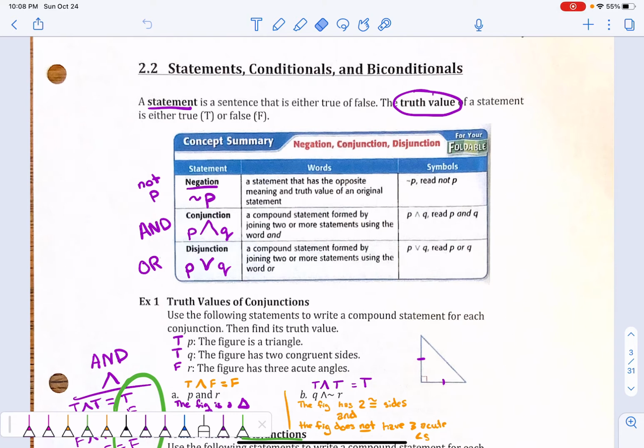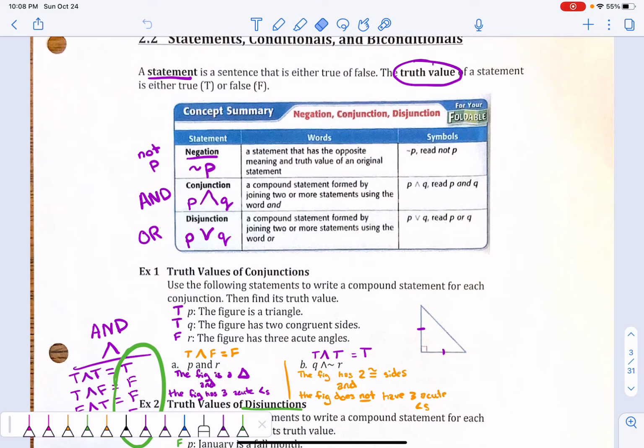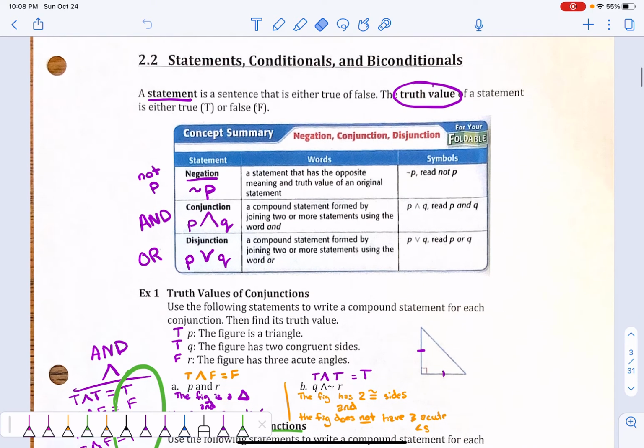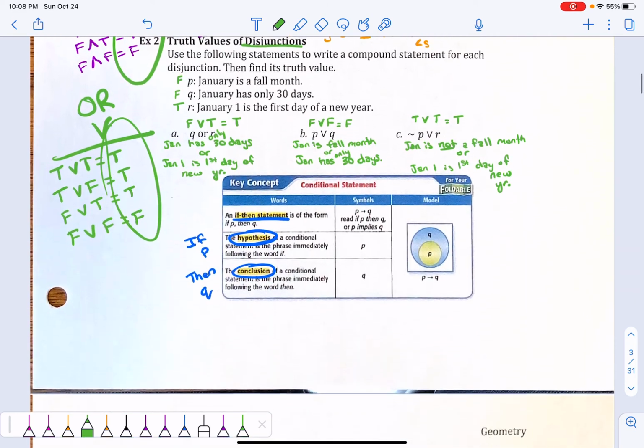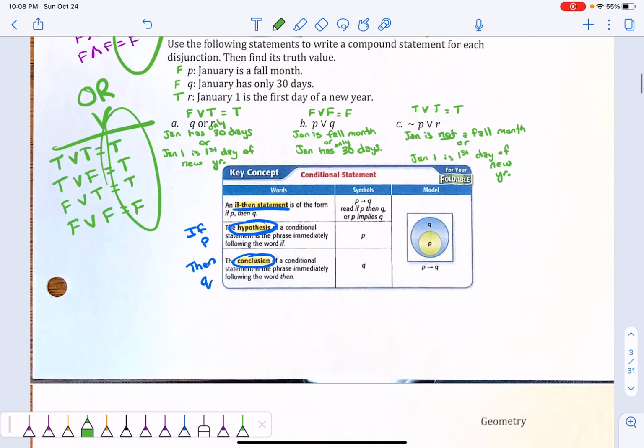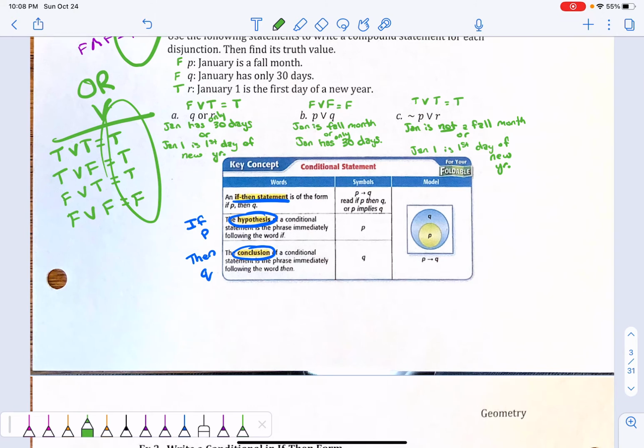was the last day we were together, and we talked about conditional statements like conjunctions and disjunctions, where you're looking at two statements together and trying to figure out whether they are true or false, depending on whether they're and or. And then the last thing that we ended up doing was writing a statement in if-then form. So an if-then form had a hypothesis and a conclusion.